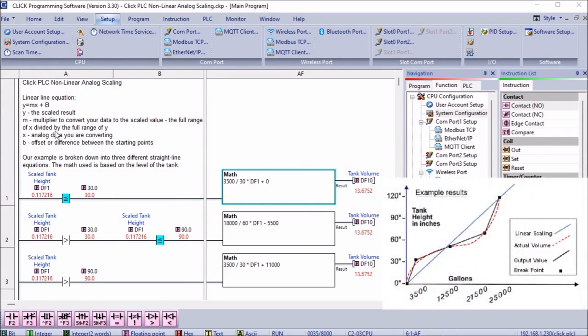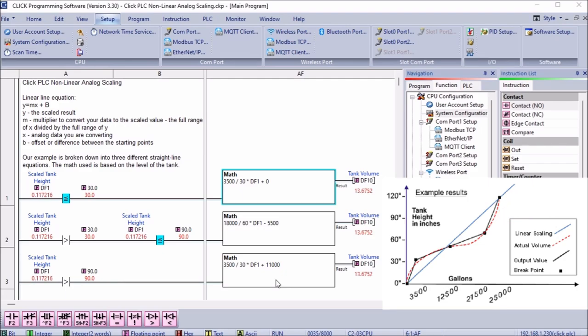So if it's less than or equal to 30, then we use this math equation, which is the y equals mx plus b. If it's greater than 30 and less than or equal to 90, then we use this one, which is again based on the same linear equation. Or if the scaled value is greater than 90, then we're using the final linear scale equation. So that's how we bring up different segments.